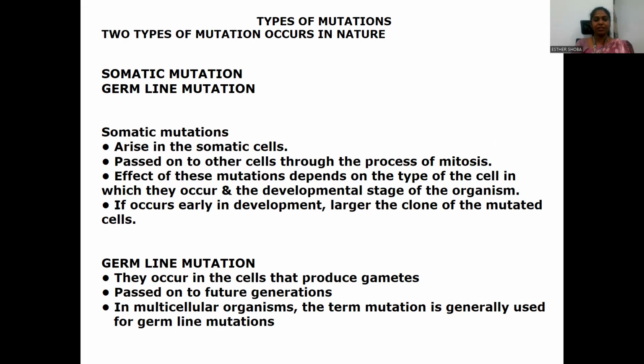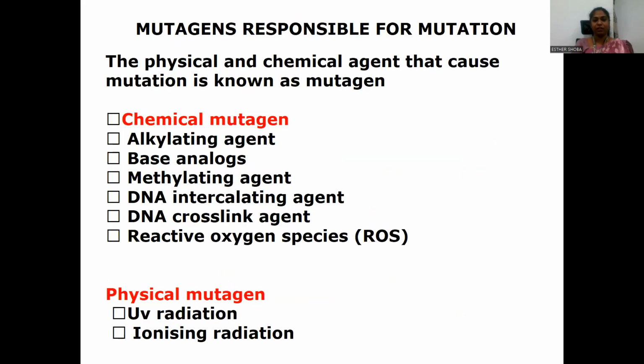The next type of mutation is germline mutation. These are the mutations which occur in the cells known as gametic cells, and this type of mutation is passed on to future generations. In multicellular organisms, usually the term mutation is used for germline mutations. Depending upon how the mutations occur, we mainly have two types of mutation. One is spontaneous, the other one is induced mutations.